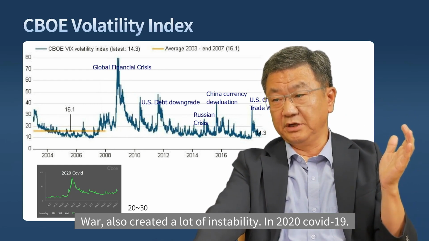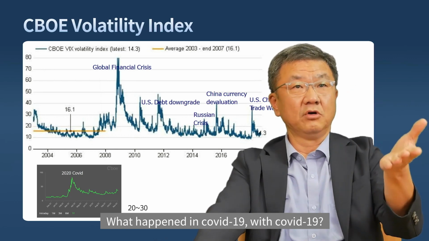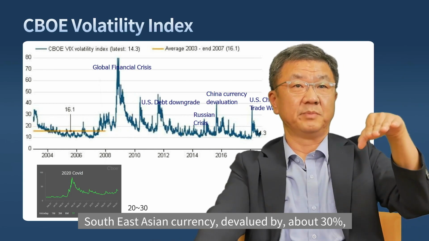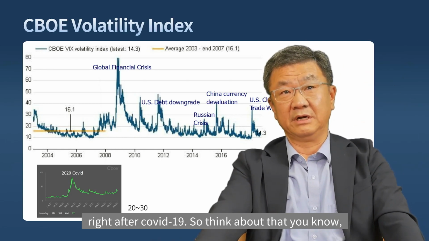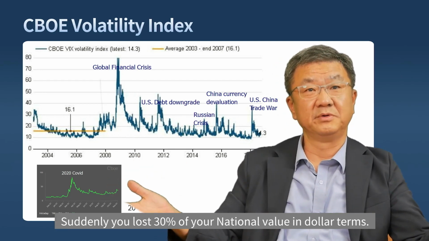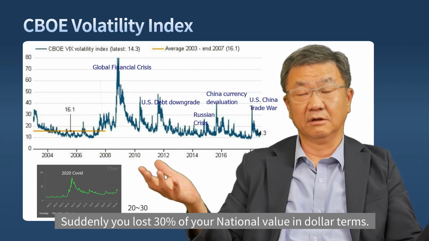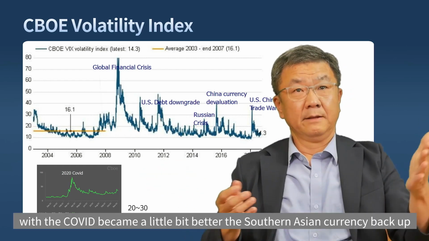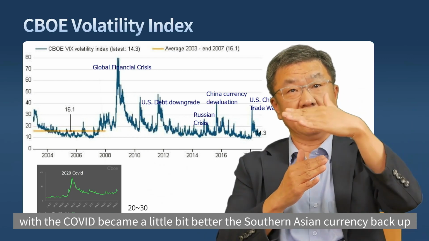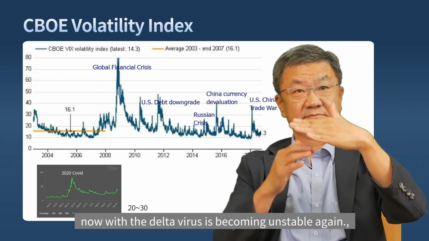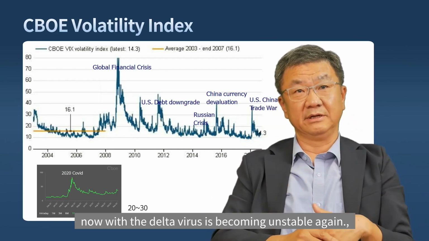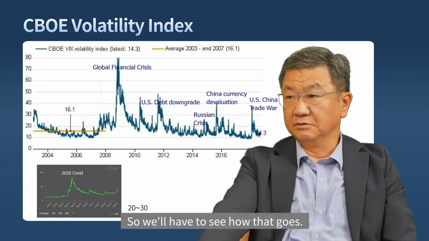And in 2020, COVID. What happened in COVID? With COVID, Southeast Asian currencies devalued by about 30%, right after COVID. So think about that: suddenly you lost 30% of your national wealth in dollar terms. But when COVID became a little bit better, the Southeast Asian currencies went back up. But now with the Delta virus, it is becoming unstable again. So we'll have to see how that goes.